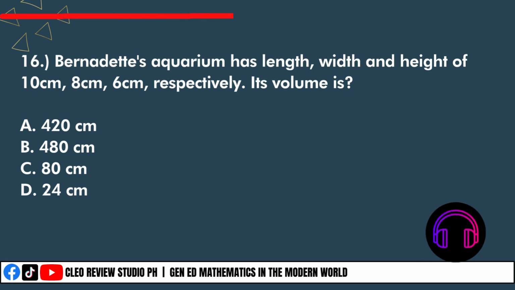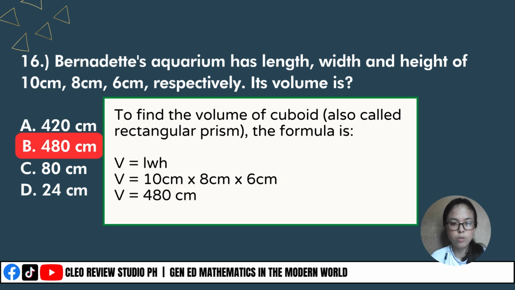Bernadette's aquarium has length, width, and height of 10 cm, 8 cm, 6 cm respectively. Its volume is, the correct answer is option B, 480 cm.